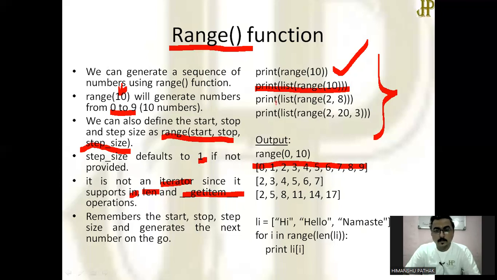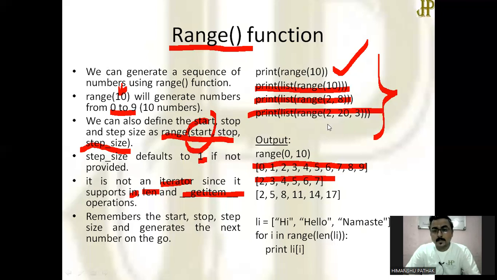Now here I have given two arguments. The first one is 8. 8 is the essential part, which is stop, and 2 is the starting value. So it will not start with 0, it will start with 2 and go up to 8 minus 1, that is 7.